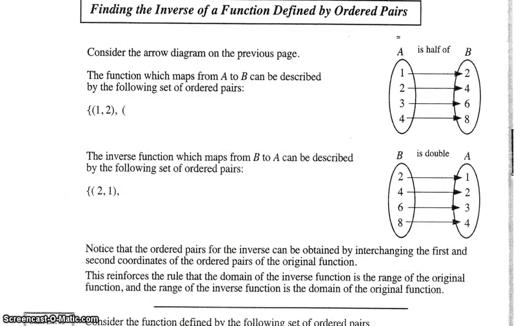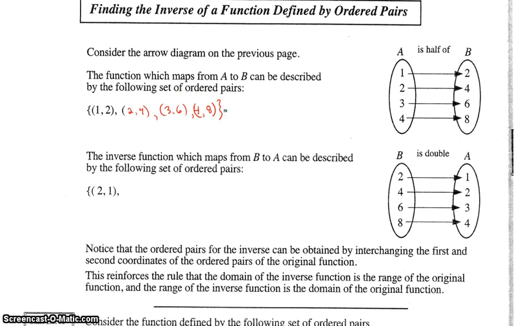We're going to look at basically three ways to find the inverse of a function. The first way is to find the inverse of a function that is defined by ordered pairs. Here is our function over here. We have 1, 2, and then 2, 4. We need to fill that in, and 3, 6, and 4, 8. Brackets around that. So there's our function described as a set of ordered pairs.